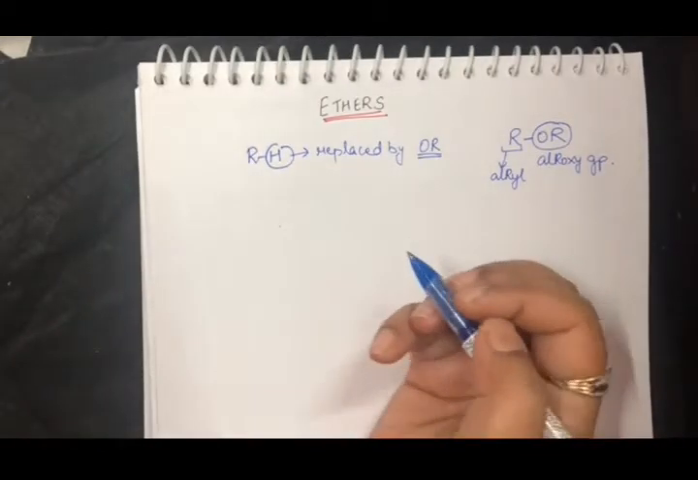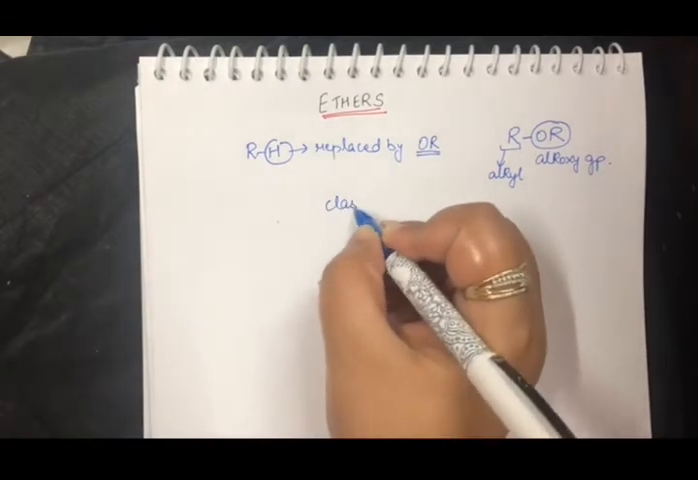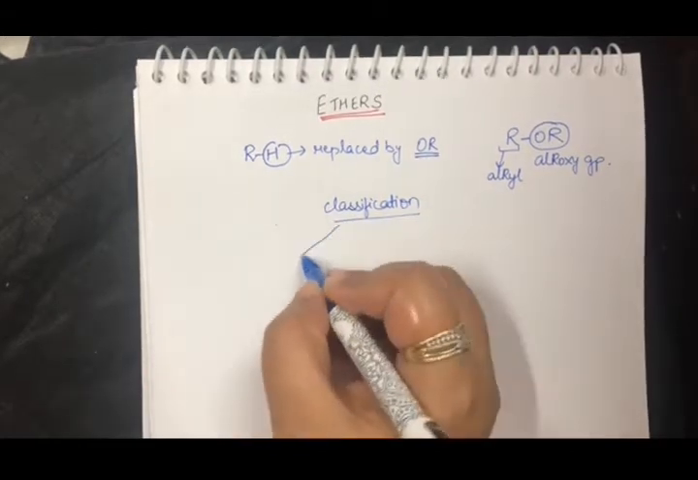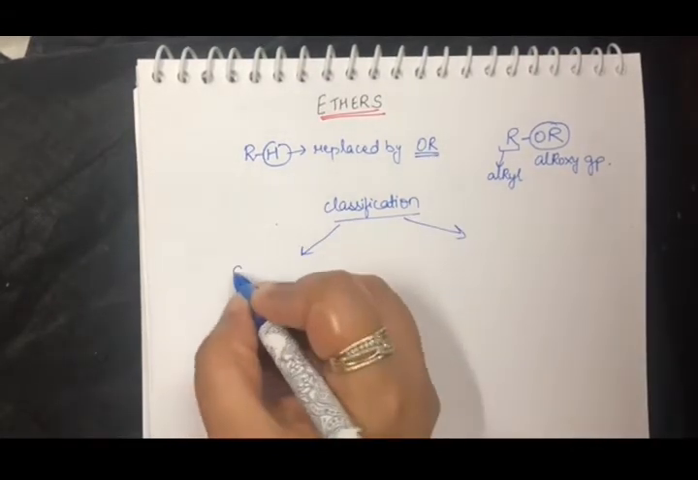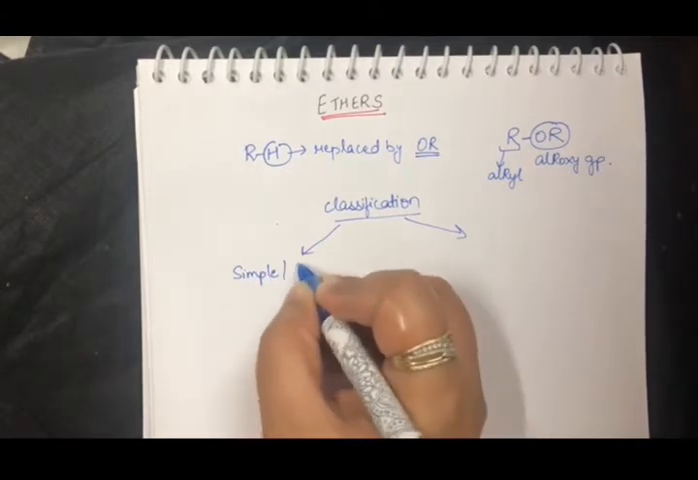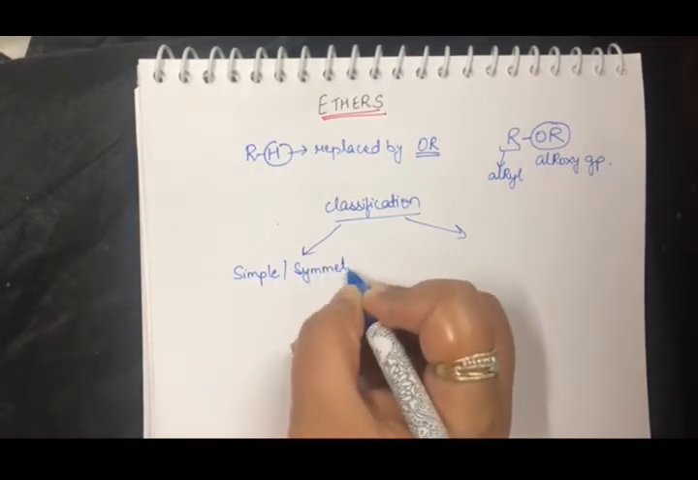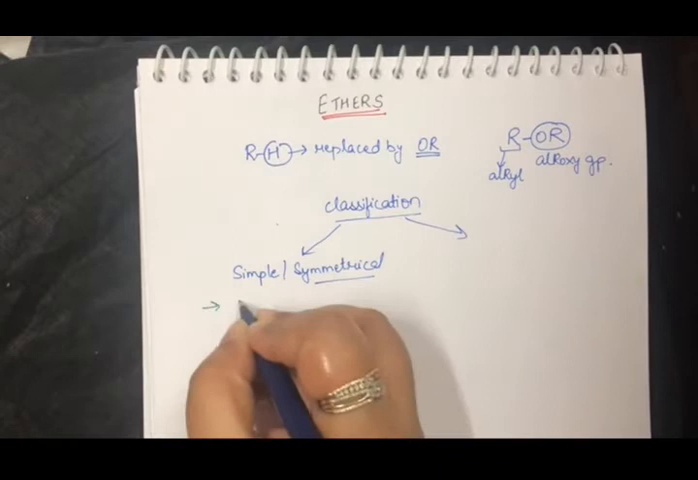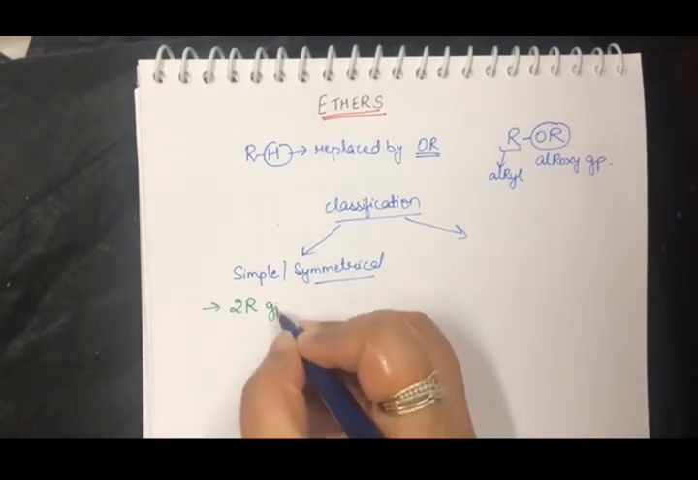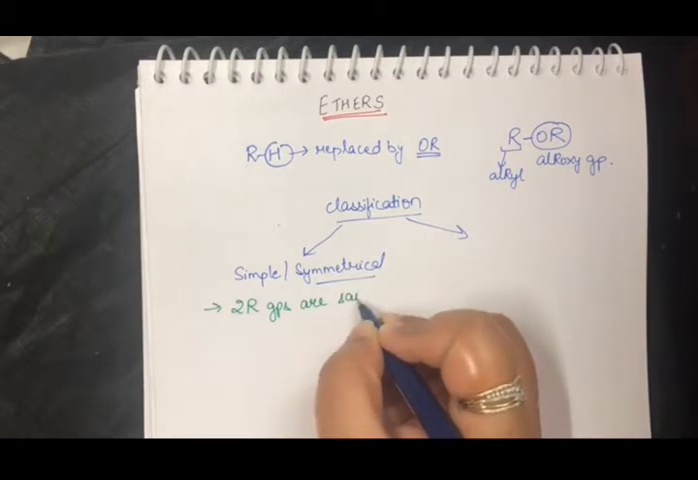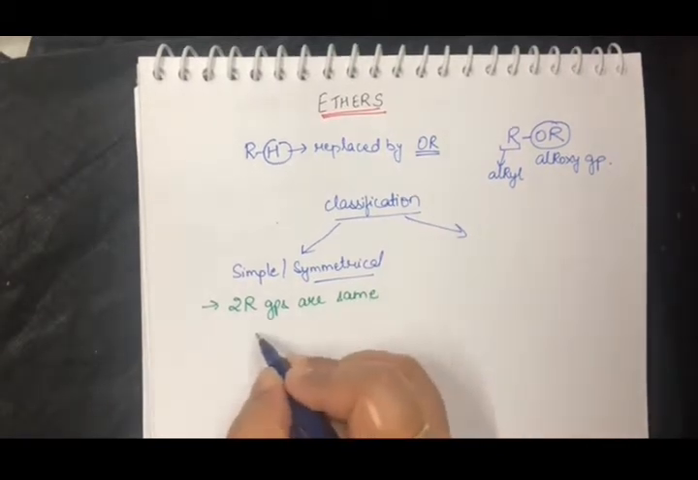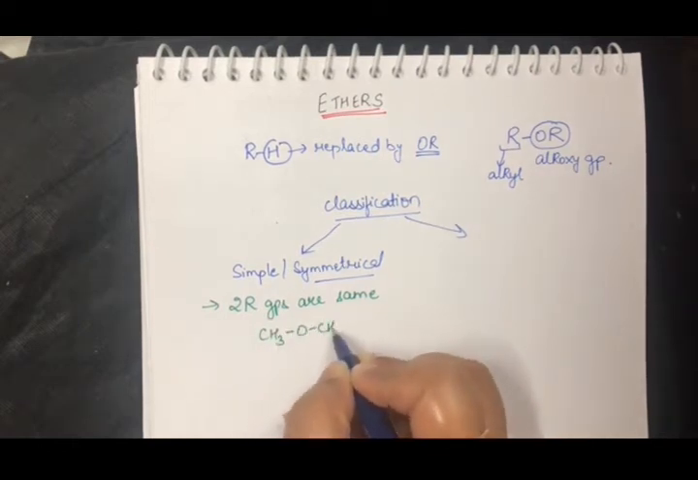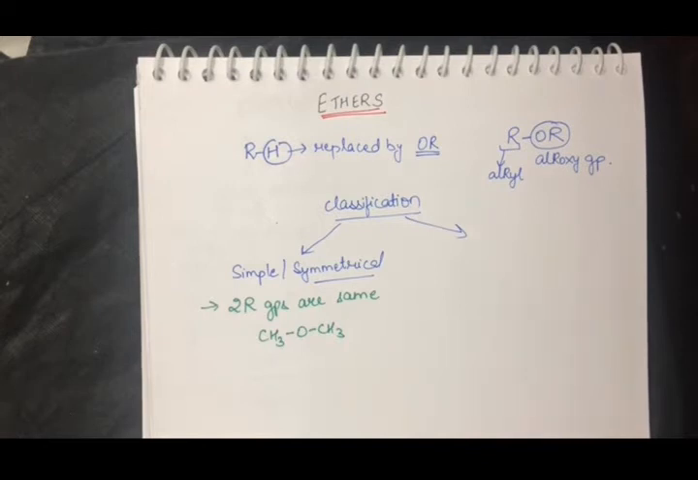Now to begin with the detailing of ethers, first we should know the different types of ethers that we know of. So I'll talk about classification. There are two types of ethers. First is a simple or symmetrical ether. This is when there are two R groups and both the alkyl groups are the same. For example, if this was ROR, I will put both the alkyl groups to be the same. This is my symmetrical or simple ether.